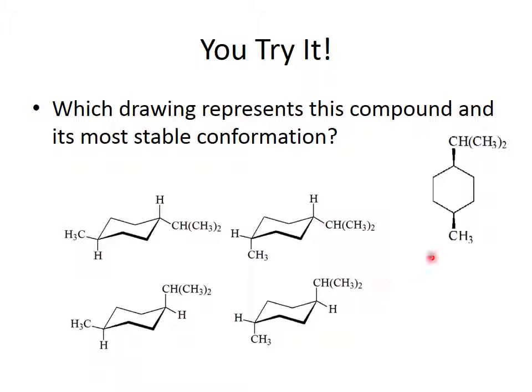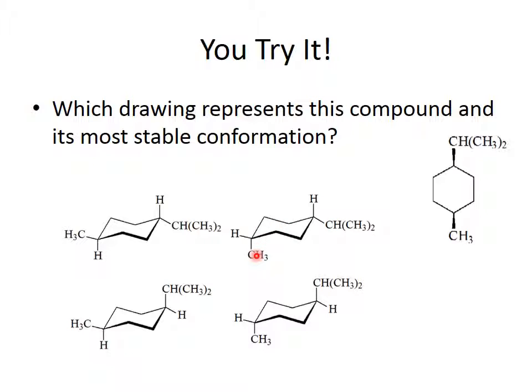Okay, which of these drawings on the left, of those 4 drawings drawn in a chair conformation, is the most stable conformation of this cis 1-methyl 4-isopropyl cyclohexane?